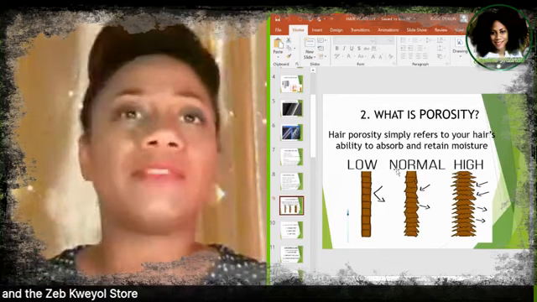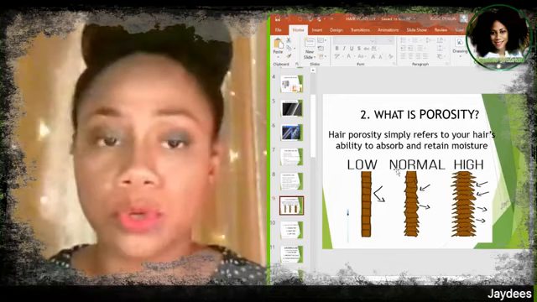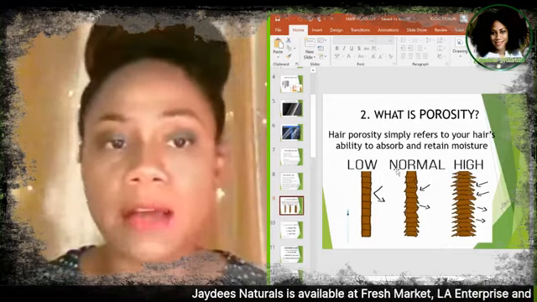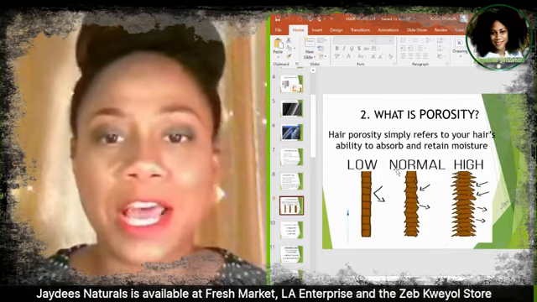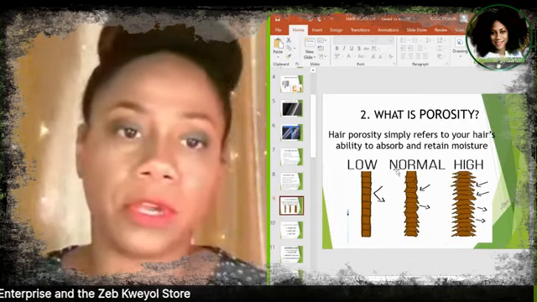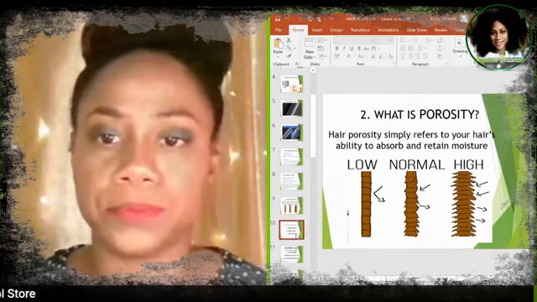So there's no hard and fast rule of what you have to do. You have to know your hair, you have to know your hair type and what works for you. After we are done with this workshop, you should have a fair understanding of how to take care of your hair in terms of its porosity.